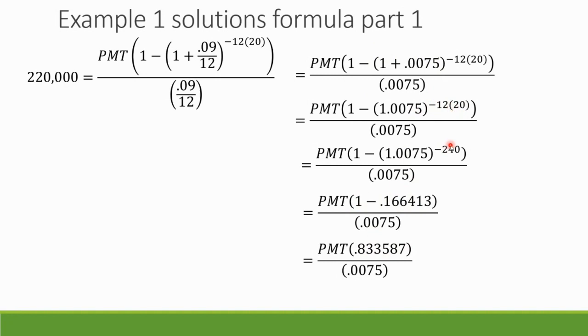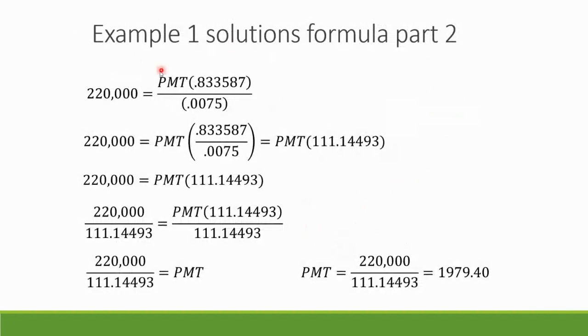That's what we're doing here. Here I'm just multiplying the numbers together, 12 times 20. We carry out this power. 1 minus that, we get this. All right, so what we have then is 220,000 equals this. So we have all this here. So that's what we have here.